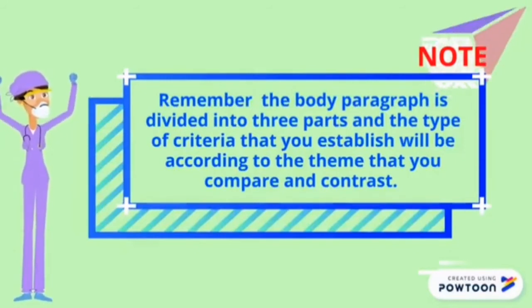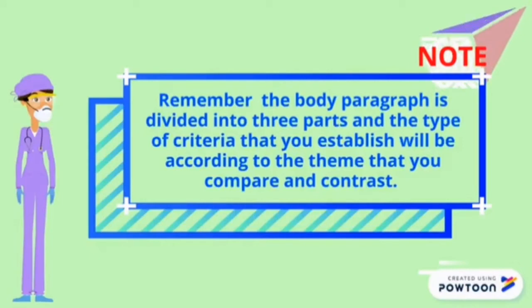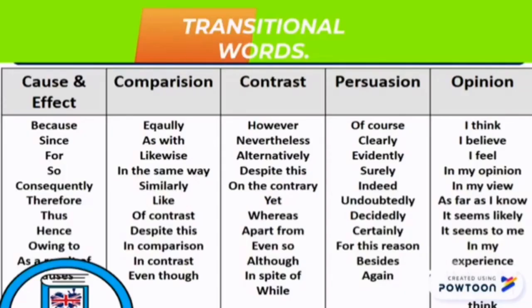Remember, the body paragraph is divided into 3 parts, and the type of criteria that you establish will be according to the theme that you compare and contrast. All kinds of essays must take transitional words into account to connect one idea with another, and therefore your essay will have coherence. In our case, use the comparison and contrast transitional words.